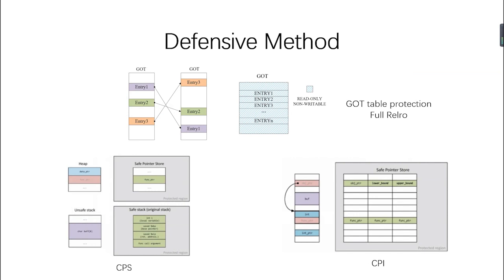To prevent the eSROP attack, it is important to set the GOT table unwritable. Also, other defenses that protect control flow elements can prevent our attack, such as CPI and CPS.